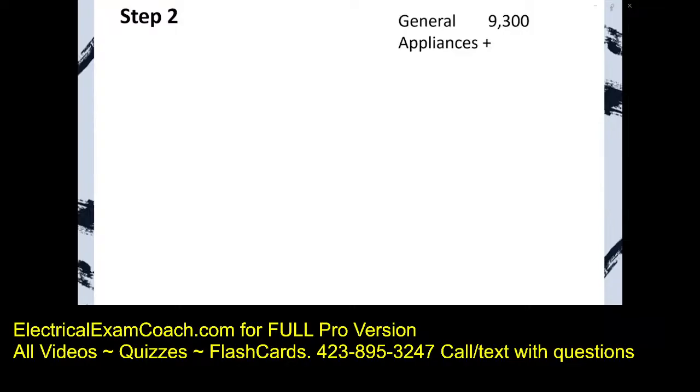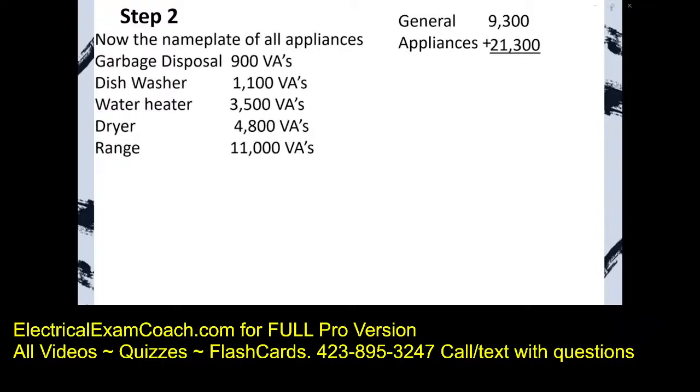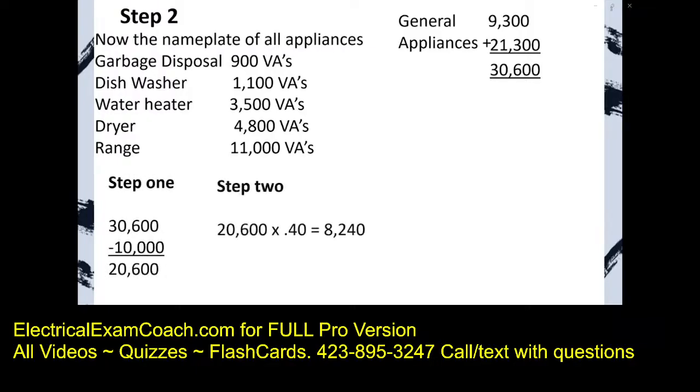Now that we've got our general, all we have to do is find the nameplate rating of all of our appliances. We have them listed out here. We total them together, and that equals 21,300 VAs. Total those two together, and now we're ready to apply our demand factor to this portion of the load calculation. We take our first 10,000 at 100%. We take the remainder at 40%, and we can't forget to add them back together.